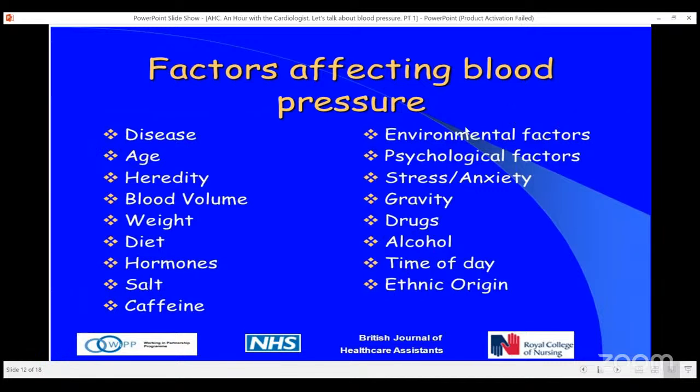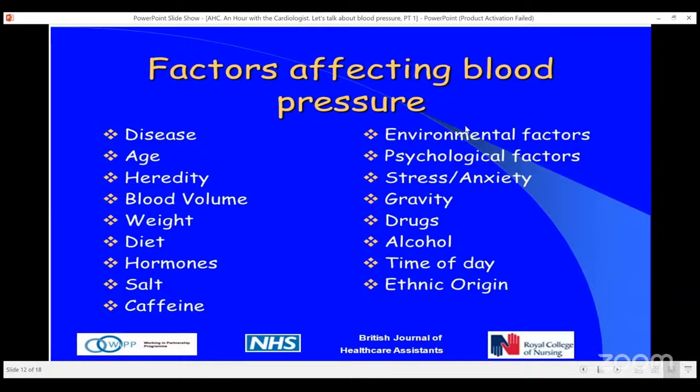So please limit your exposure to noise. It is very, very important. Psychological factors: somebody that is stressed, somebody that is going through some challenges, the blood pressure can go up. Anxiety will increase blood pressure. Gravity: those who are in mountainous areas, high up, the chances of having increased blood pressure is there compared with those who are not living in mountainous areas.